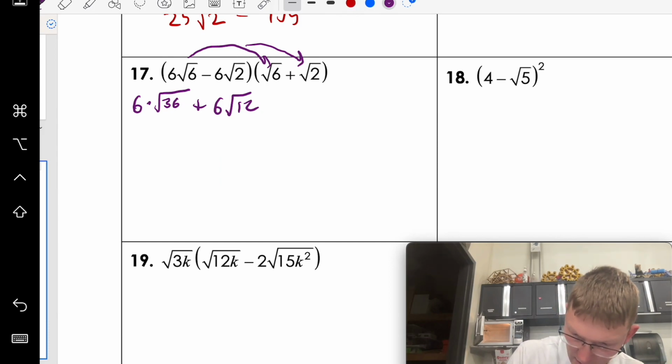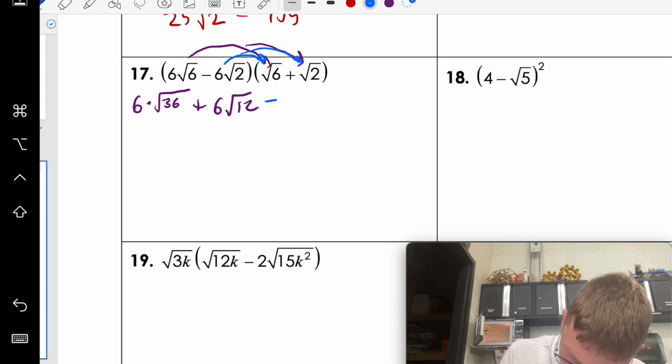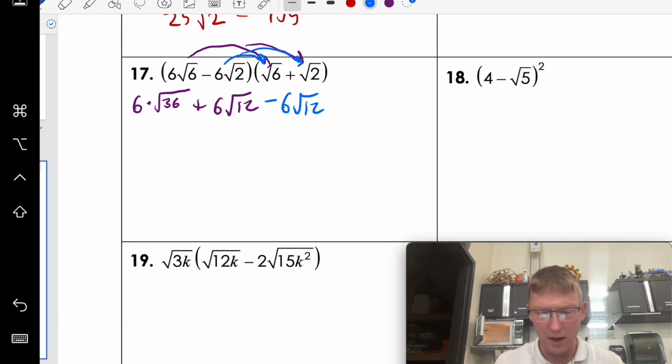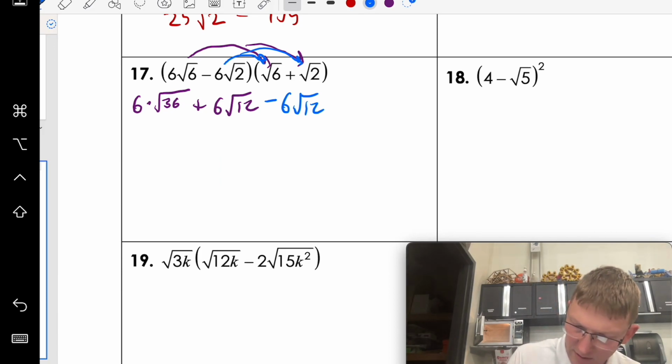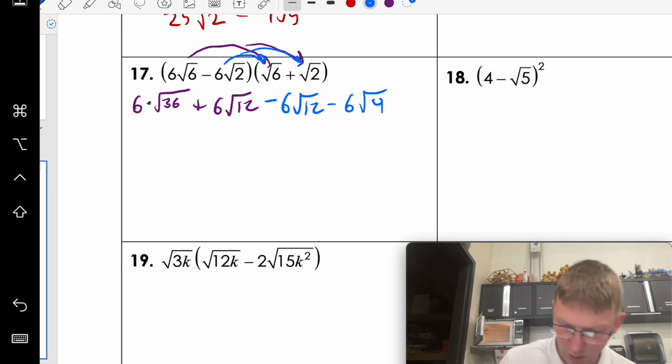And then this guy goes over there. We'll do that in blue. So minus 6 square root of 2 times square root of 6. That's going to be 6 square root of 12. Again, note that we're just multiplying everything under the square root. 6 root 2 times root 2 again, that's going to be 6 root 4.